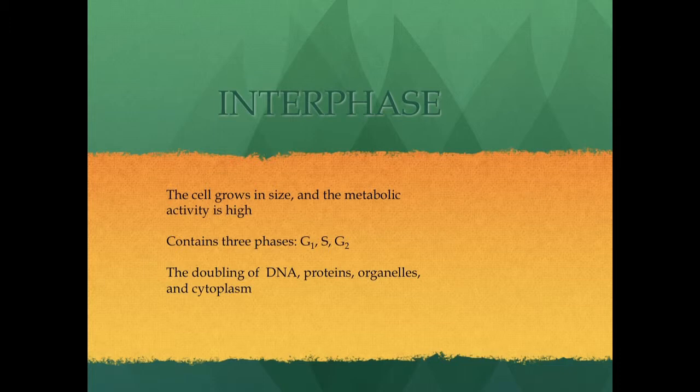In the S, or synthesis phase, the DNA of the cell is duplicated. At the end of the S phase, there are 2 sister chromatids from each chromosome. The entire interphase process takes at least 90% of the total time for cell division.